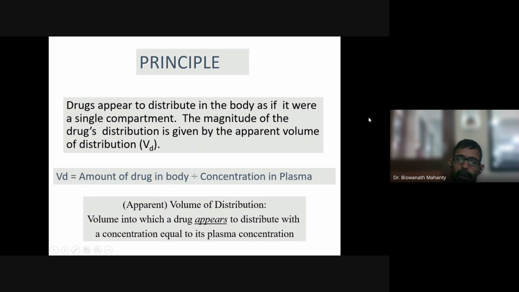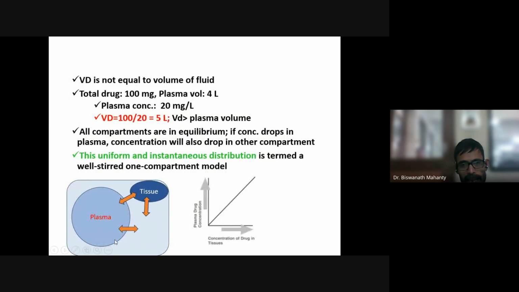That means we are equating to the fluid volume which would make the same concentration. So VD is basically the volume in which the drug appears to distribute at a concentration equal to the plasma concentration. So what does it mean? It reflects how much drug is distributed across the different bodily fluids. Here we are talking about plasma and tissue concentration. So VD is never equal to the actual volume of fluid you have.